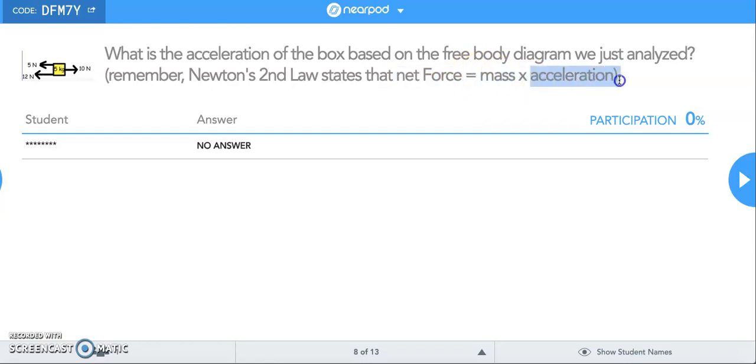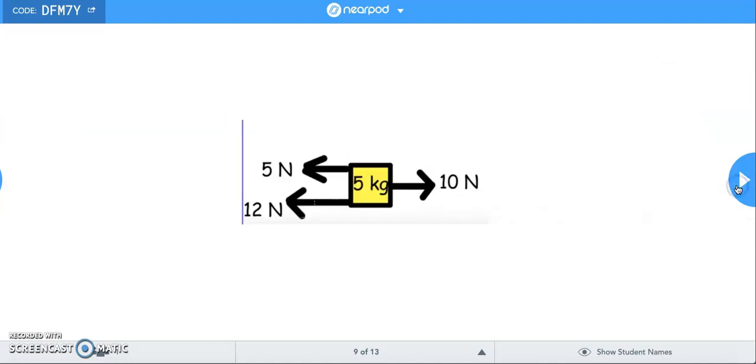And so the only thing we don't know is acceleration. And we're going to use this second law equation to find it. So you should do some algebra. And in the end, you should end up with 1.4 meters per second squared to the left as your acceleration. So make sure to check your work, and you would show your work before submitting through the Nearpod.